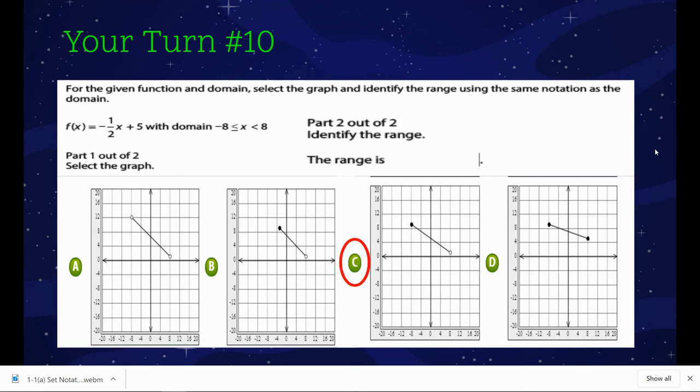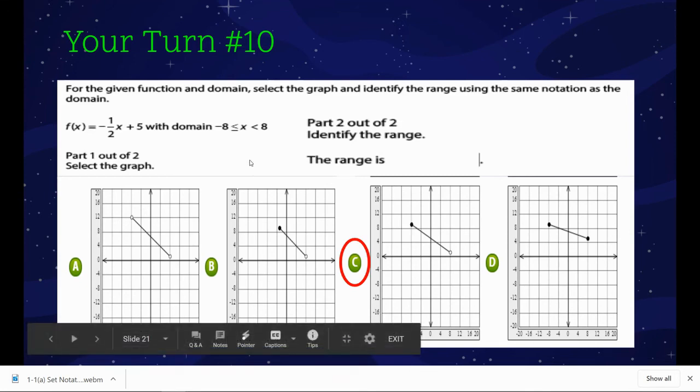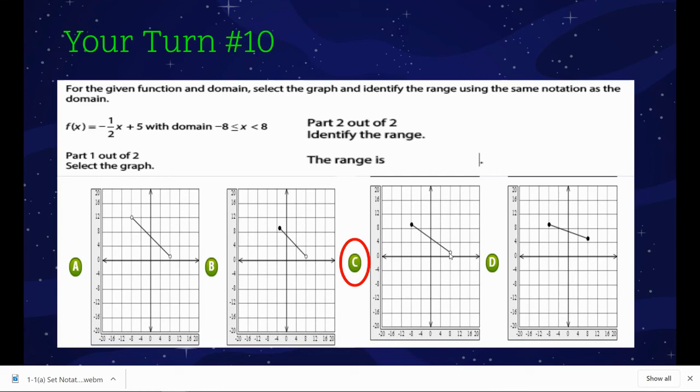If you chose C, you'd be correct because at -8 it says less than or equal to, which is a closed hole, and then at +8 right here you have an open hole. Now what is the range? Well, again, you're going to start from the bottom, move up until you hit your first dot. Where is that and what kind of hole is it? And then keep on going until you hit your second dot. Where is that and what kind of hole is it?